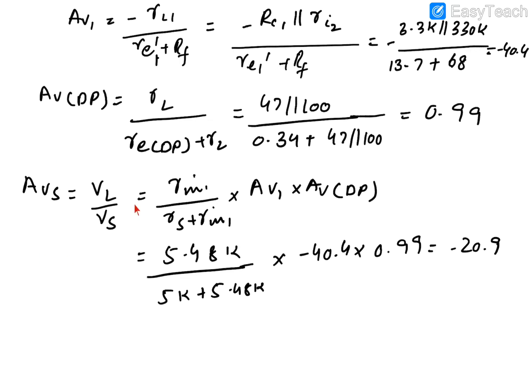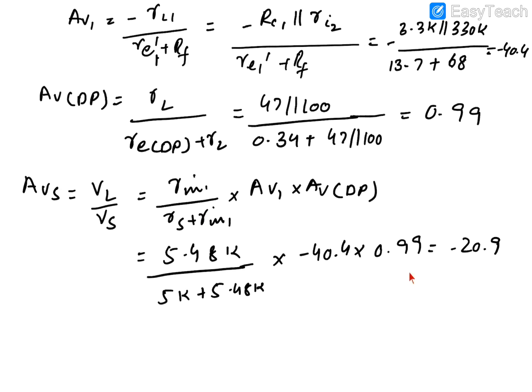Now the overall voltage gain will be found by multiplying these two gains and the voltage division on the input side, which is equal to Rin1 divided by RS plus Rin1. We have already found the value of Rin1. So this is equal to minus 20.9.